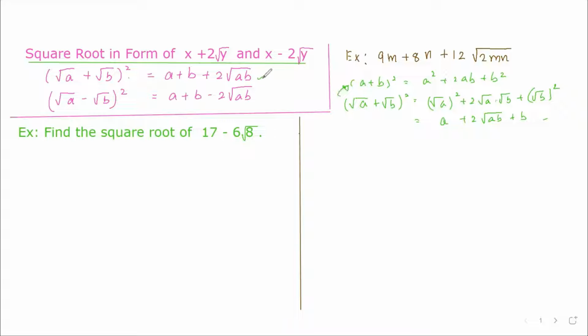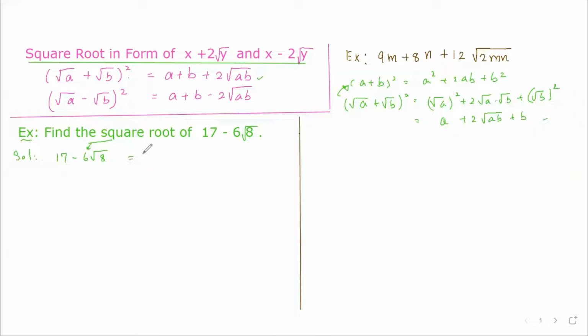Expand, just the same thing, but now this one has something a little bit special. Take a look at this example now. Find the square root of 17 minus 6 square root 8. So now the solution: we want to find this, so write down 17 minus 6 square root 8 and find the square root of it.